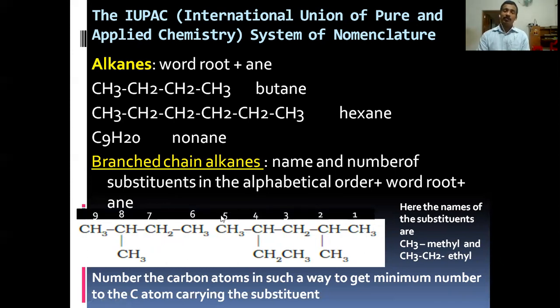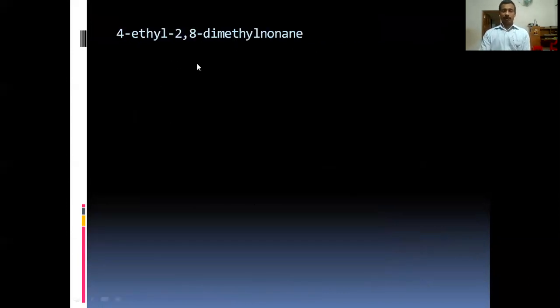1, 2, 3, 4, 5, 6, 7, 8, 9. So there are 9 carbon atoms. And the substituents are present at the second and 8th carbons, CH3. 2 methyl groups are present, dimethyl. And on the fourth carbon atom, an ethyl group. Methyl and ethyl: ethyl is alphabetically first. So what is the name? 4-ethyl-2,8-dimethylnonane. That is the name of the compound.